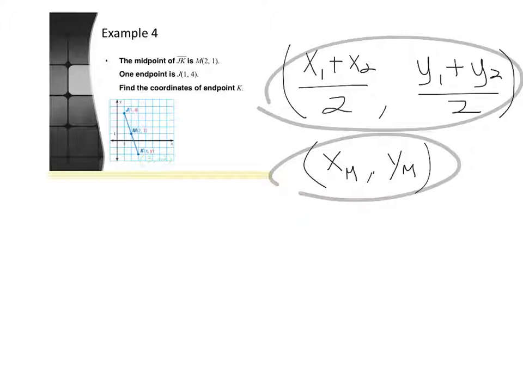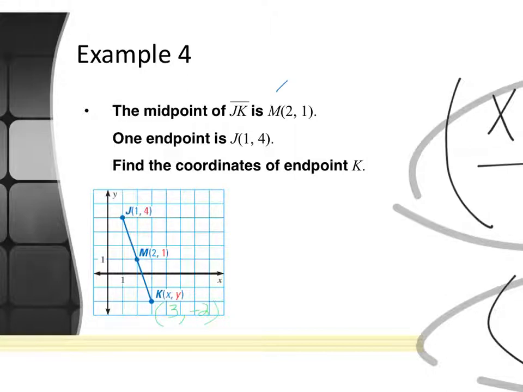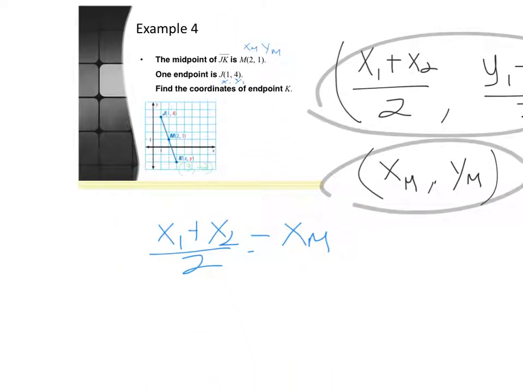So I'm going to set it up as x1 plus x2 divided by 2 is equal to xm. In my problem, this midpoint is xm, ym. This endpoint is going to be x1, y1. I'm looking for the x2, y2. So let's replace what we know. I know that x1 in my problem is 1. I don't know x2, I'm leaving that as my variable. Divided by 2 is part of the formula. And the midpoint that they gave me was 2, the x of the midpoint. I need to solve this for x2.